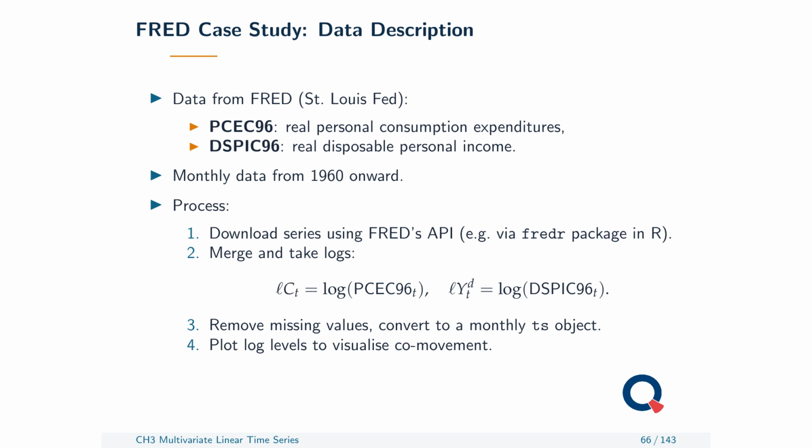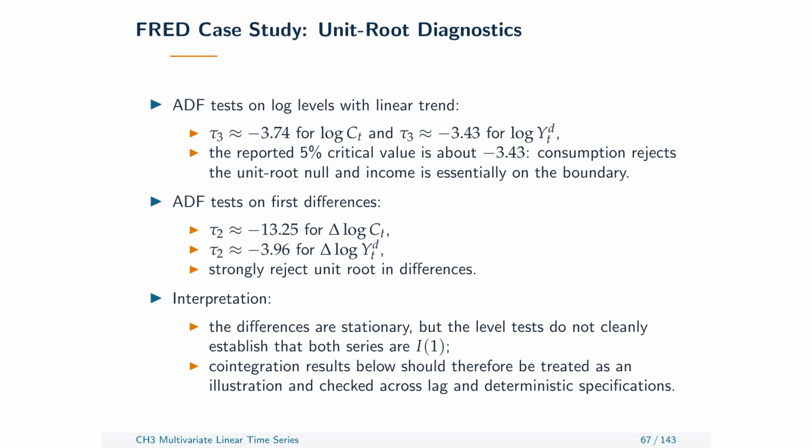The chapter case study uses monthly real personal consumption expenditures and real disposable personal income from the Federal Reserve data system, beginning in 1960. We take logarithms, align the series, and inspect their strong upward movement. The unusual divergence around 2020 reflects falling consumption and temporarily elevated disposable income. The unit root evidence is delicate.